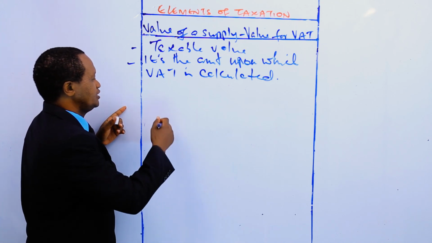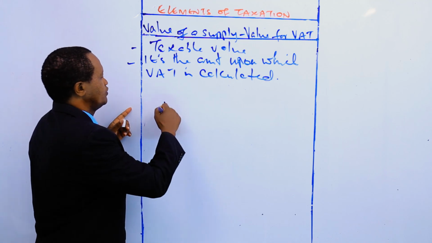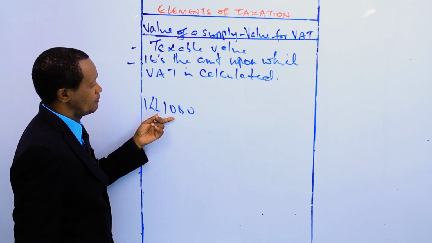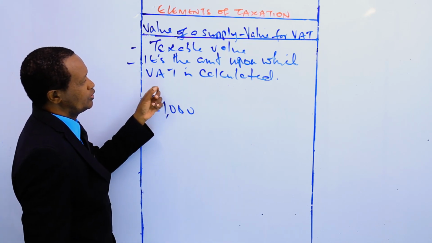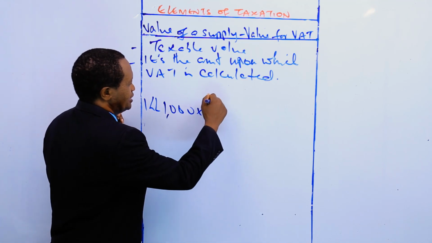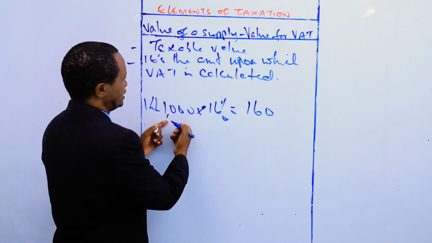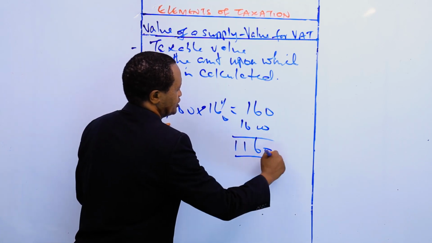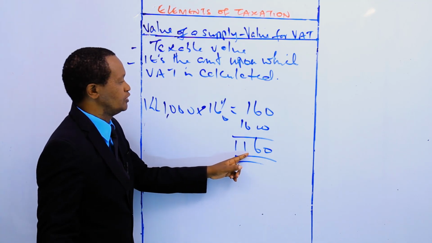So if a publisher is selling a book before VAT at 1,000 shillings, before application of VAT, then this 1,000 becomes the taxable value, or the amount upon which VAT is calculated. So we apply the 16% VAT. The VAT here will be 160 plus the taxable amount of 1,000. So the total will be 1,160. So 1,160 is the price inclusive of VAT.